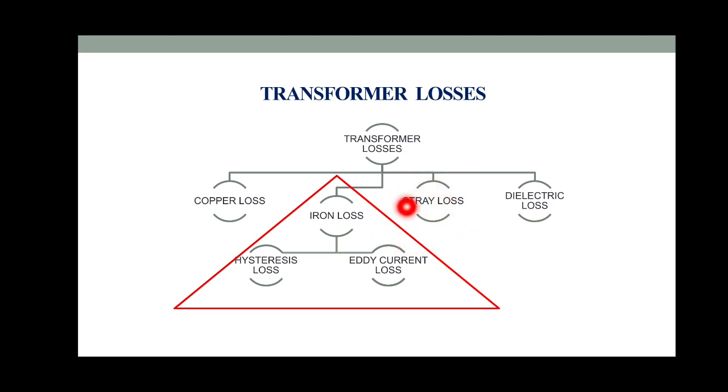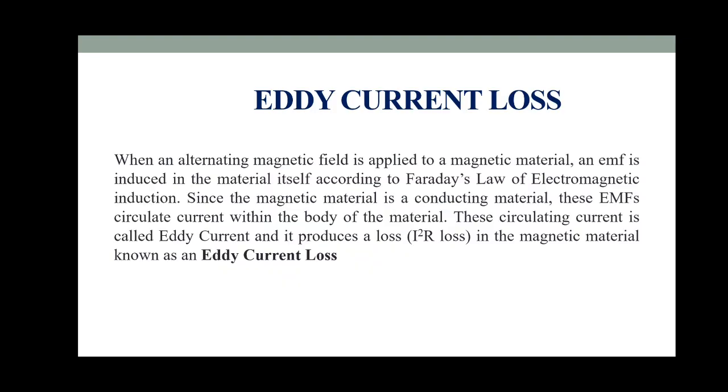Stray loss occurs due to leakage flux and it is very less as compared to copper or iron loss. And dielectric loss takes place due to deterioration of insulating property of transformer oil or other parts, basically the insulating parts of transformer, and they are almost negligible. However, in my current lecture, I will concentrate only on the iron loss part, that is eddy current and hysteresis loss.